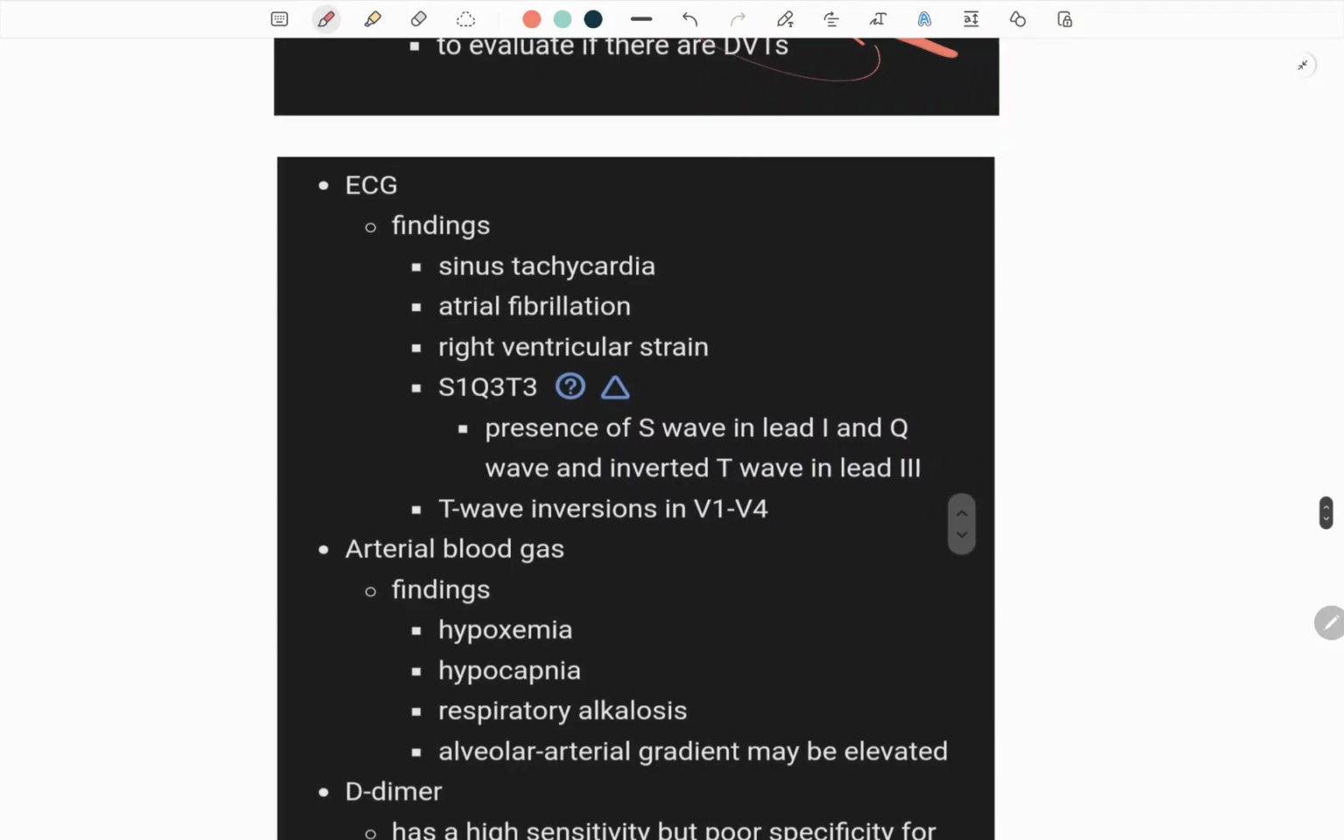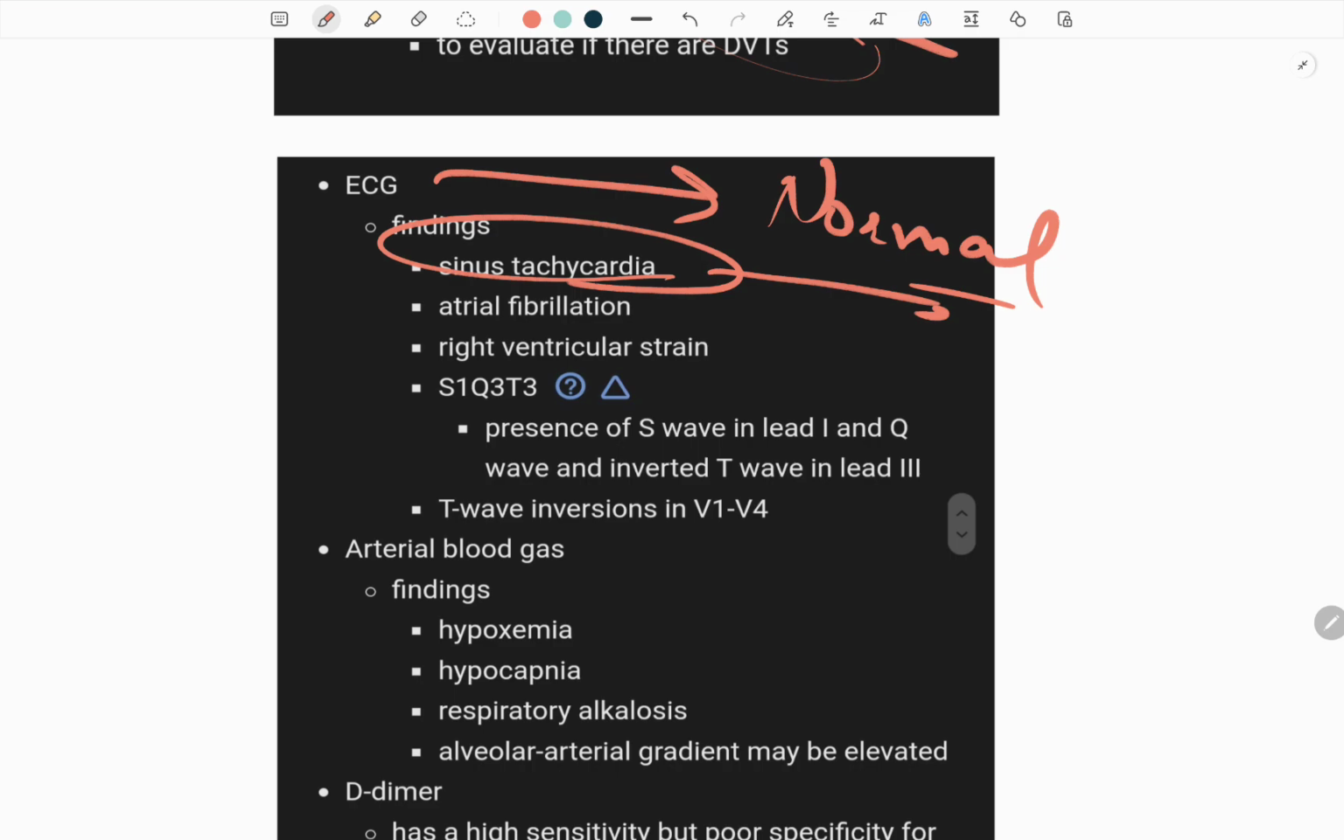The other thing you can do is ECG. Let me tell you, in the majority of cases ECG will be normal, or it could show only sinus tachycardia. A few cases can show atrial fibrillation, and if there is right ventricular strain, if the right side of the heart is straining, we consider it a high risk pulmonary embolism.